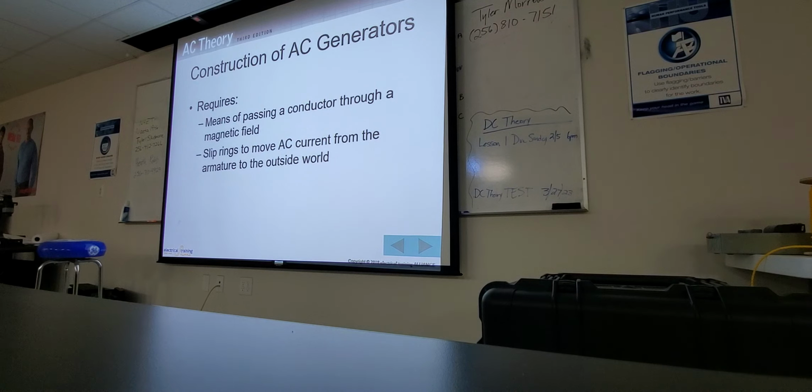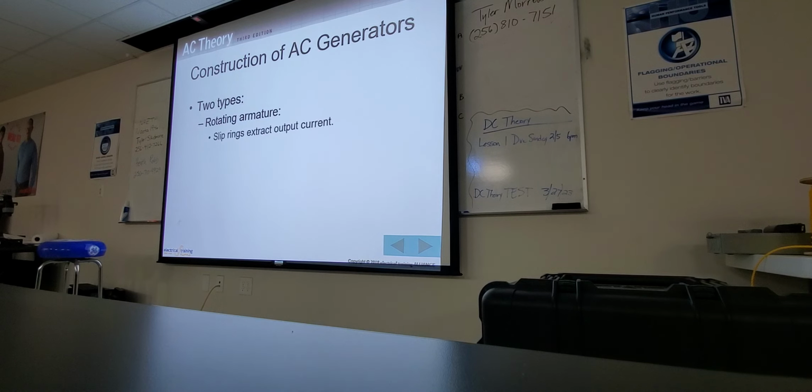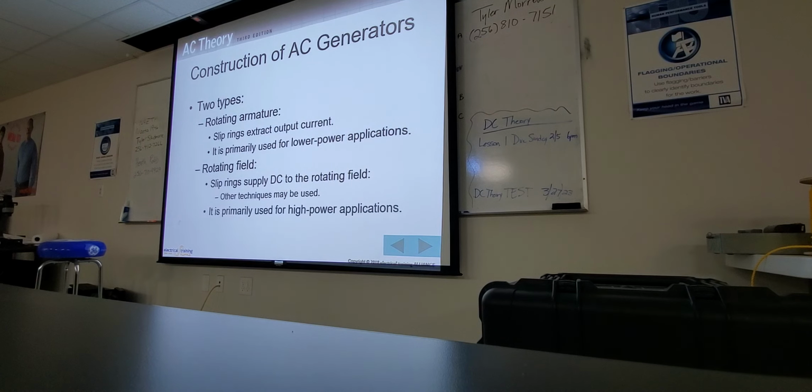Construction of an AC generator requires the means of passing a conductor through a magnetic field and slip rings to move AC current from the armature to the outside world. There are two types of AC generators. The rotating armature, where slip rings extract output current, is primarily used for lower power applications. The rotating field, where the slip rings supply DC to the rotating field, is primarily used for high power applications.